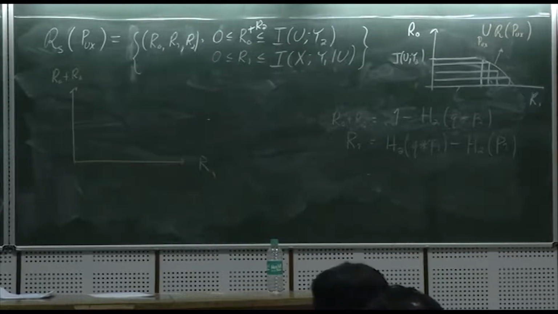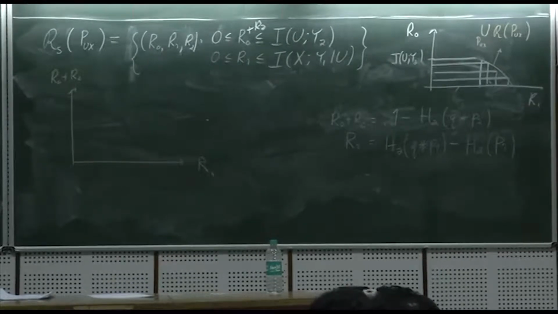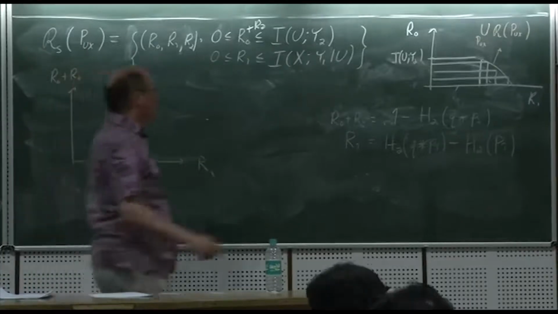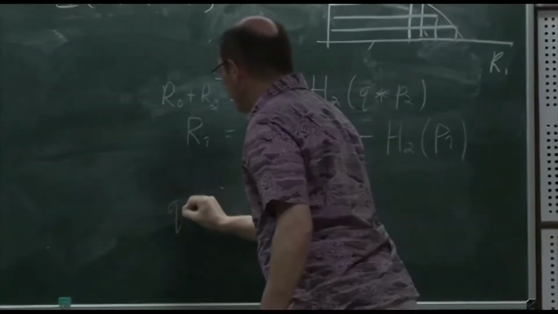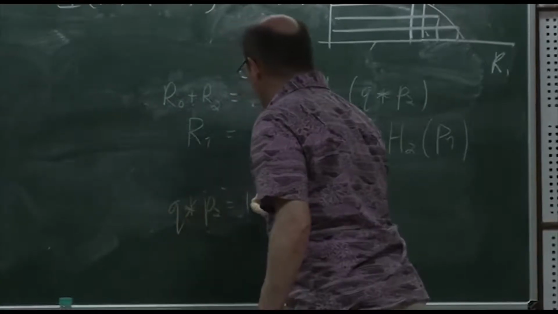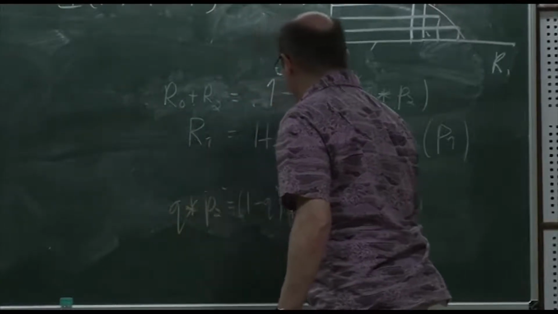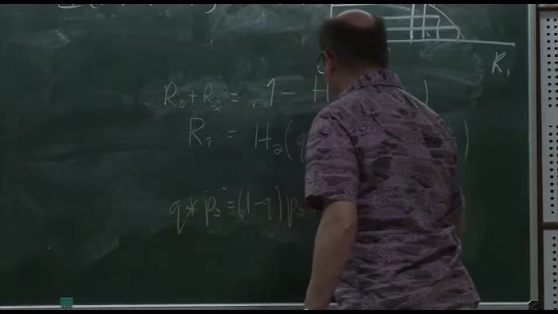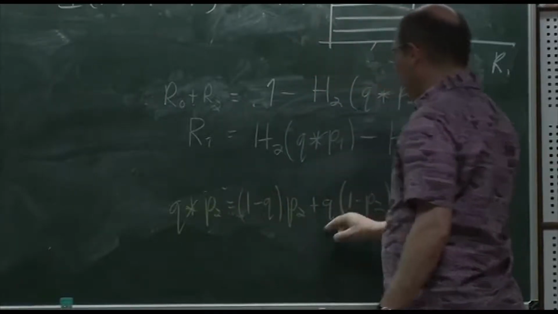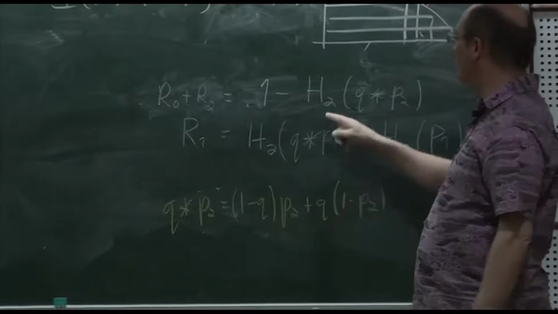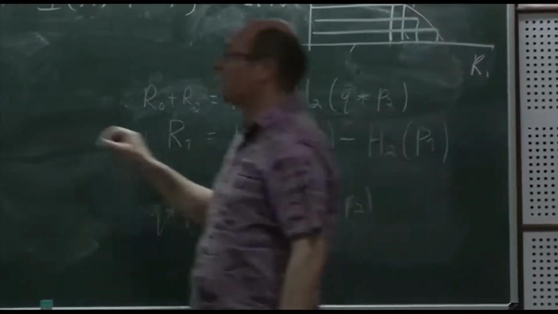So what happens when q is 0? Suppose we start with q equals 0. Well, what's q star p2 when q is 0? So remember, q star p2 was (1 - q) p2 plus q (1 - p2). So if q is 0, all I'm going to get is p2. So this is just 1 minus h2(p2).